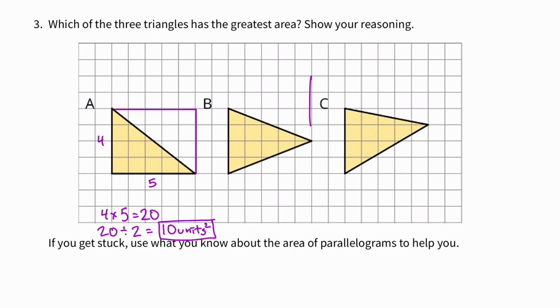The next triangle, we can duplicate that and create a parallelogram, and we know how to find the height and the base of a parallelogram. We have a height running perpendicular from the base. It is 5, and the base is 4 units, so we just multiply the 4 times 5 to get 20, and then we divide it by 2 to get the 10 square units.